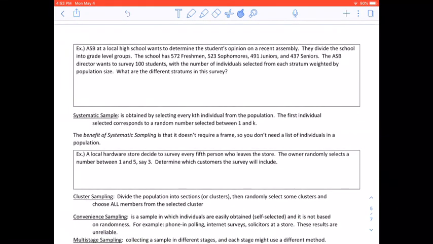It says ASB at a local high school wants to determine students' opinion on a recent assembly. They divide the school into groups based upon grade level. The school has 572 freshmen, 523 sophomores, 491 juniors, and 437 seniors. The ASB director wants to survey 100 students with the number of individuals selected from each stratum weighted by population size. What are the different strata in this survey? The different groups that we would put students in are non-overlapping, so you don't have a freshman and a junior at the same time. So we have freshmen all together, sophomores all together, juniors all together, and seniors all together. So there are 4 different strata in this survey.